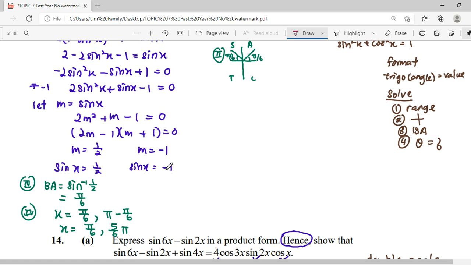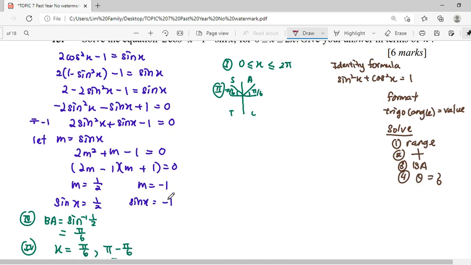Then we proceed for another solution where sine x equals negative 1. So the range here I can use back because they are the same, but the quadrant is negative. If quadrant negative, so all sine teacher crazy. So quadrant negative means it will involve quadrant 3 and quadrant 4.